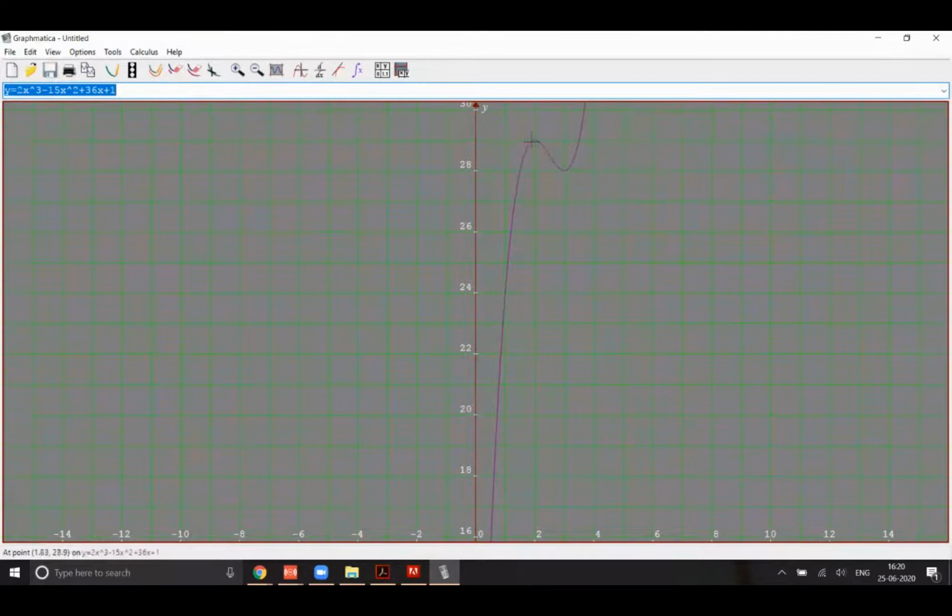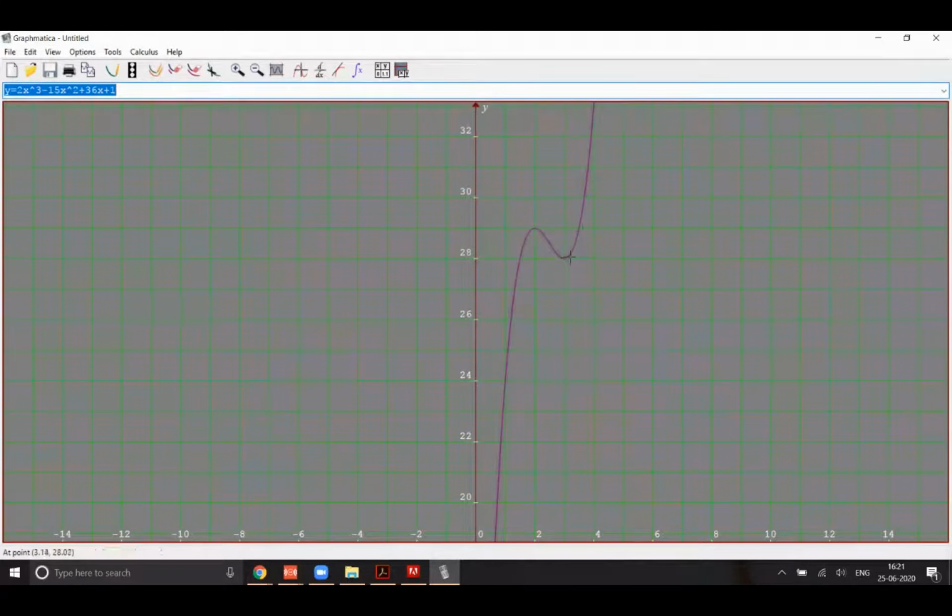Okay. This is f of 2. This is f of 3. And what was f of 5? 56. 56 is here. So this is f of 5. So what is happening to the function between the intervals 1 to 5? It is increasing and then decreasing, again increasing. Are you able to understand?